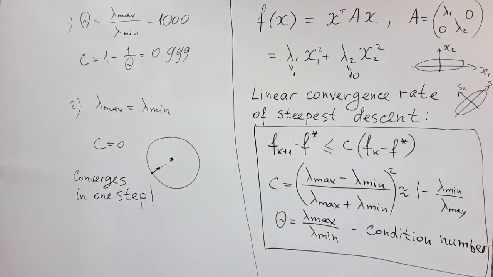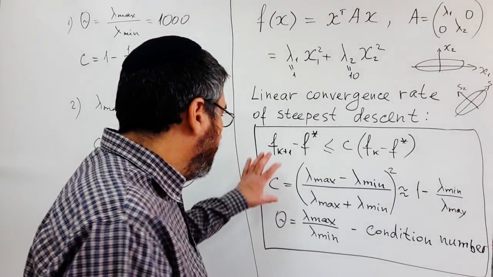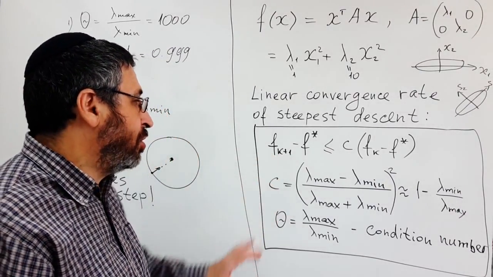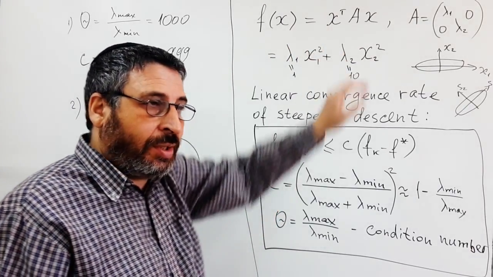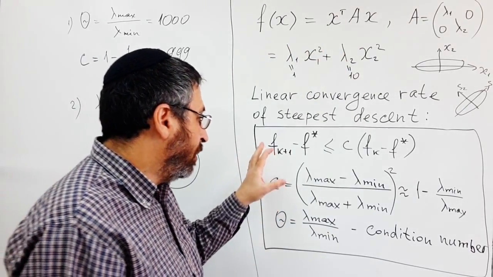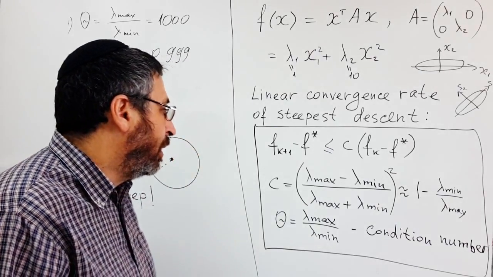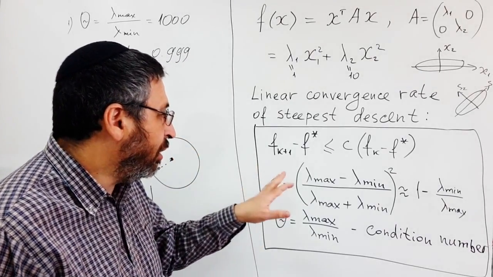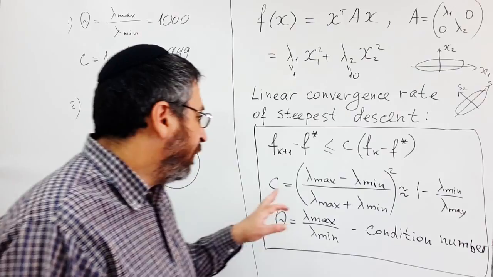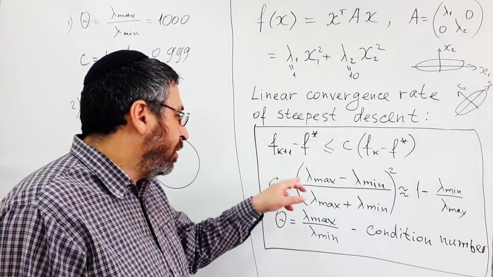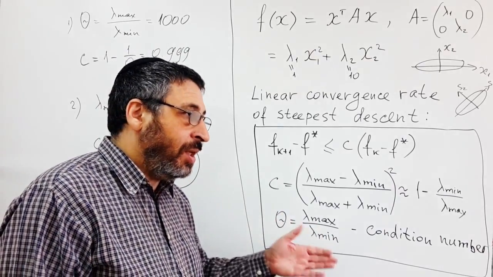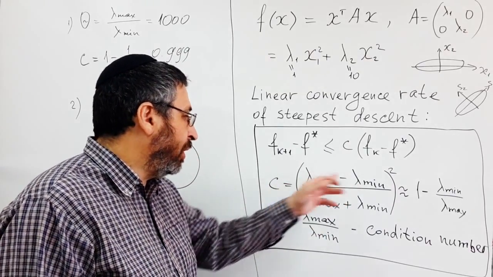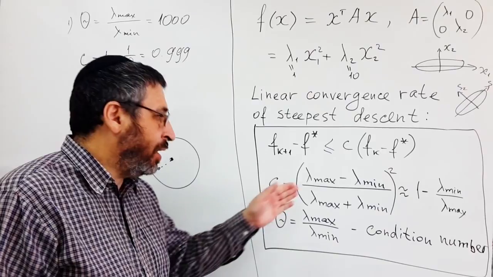I just want to add that this result on convergence rate is valid not only for quadratic objective functions, but for general twice differentiable functions, with the only difference that lambda max and lambda min will be the corresponding eigenvalues of the Hessian matrix.